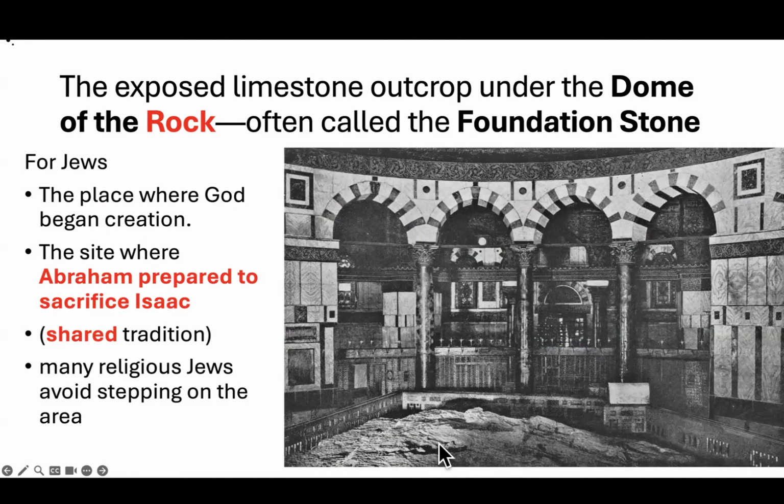What's the rock? Well, all three religions claim this rock. The neutral term is a foundation stone. But for Jews, it's the place where God began creation. It's the site where Abraham prepared to sacrifice Isaac. In the Islamic revision, Abraham prepared to sacrifice Ishmael. But in Judeo-Christian tradition, it's Isaac. So a shared tradition, this holy spot. It's so holy that many religious Jews don't go to the top of Temple Mount.